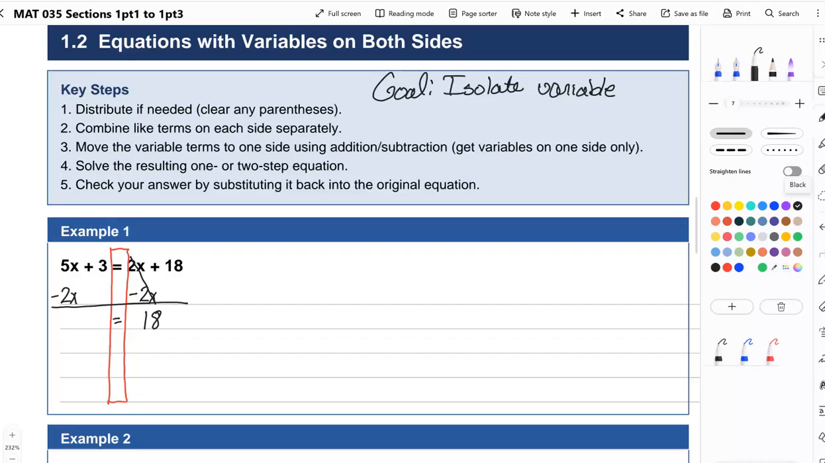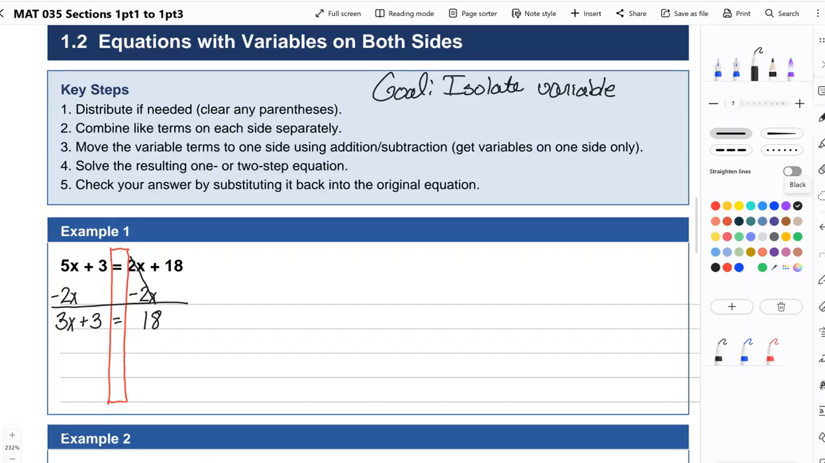On the other side, I have 5x minus 2x, which gives us a 3x. And then I still have that plus 3. Notice that plus came down with that 3. That tells me the operation that's connecting the 3x with the 3. And then it's just like a two-step equation. I'm going to peel the layers. So I've moved the variables to one side, and now I'm going to start peeling layers away to get the variable by itself.